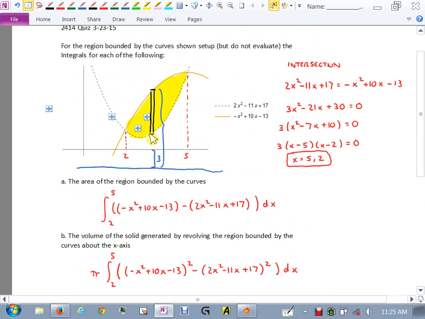No, the dotted one is 2x squared. Solid one is this one. That's why I did dotted and not solid, so you could tell the difference.